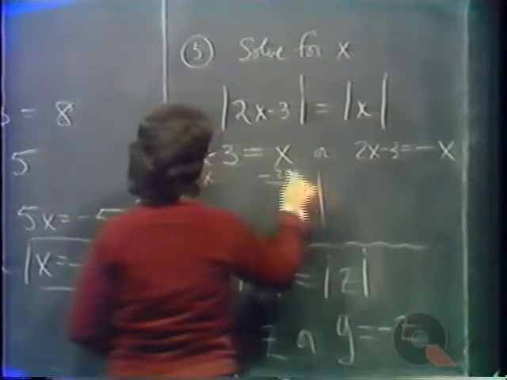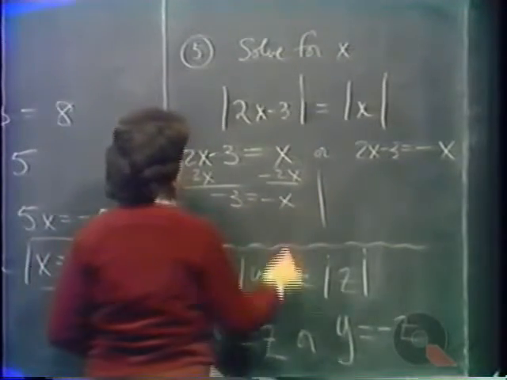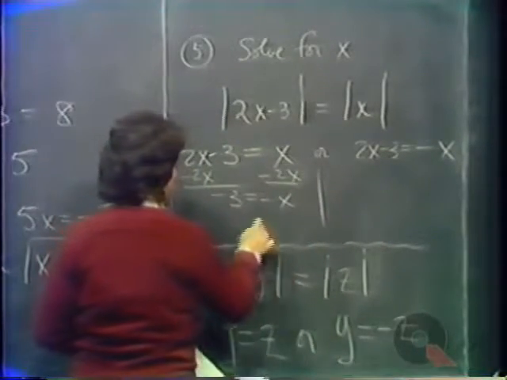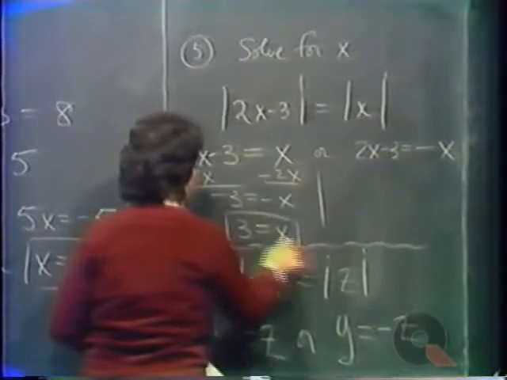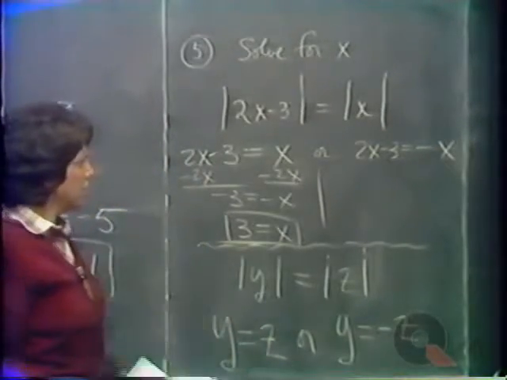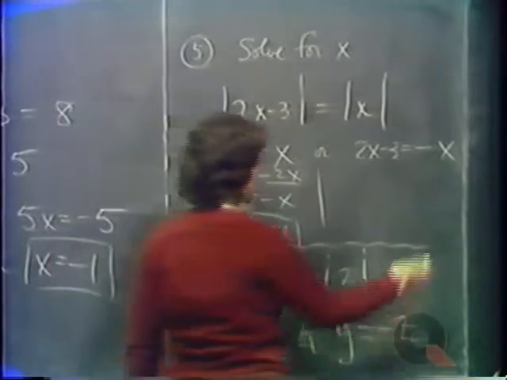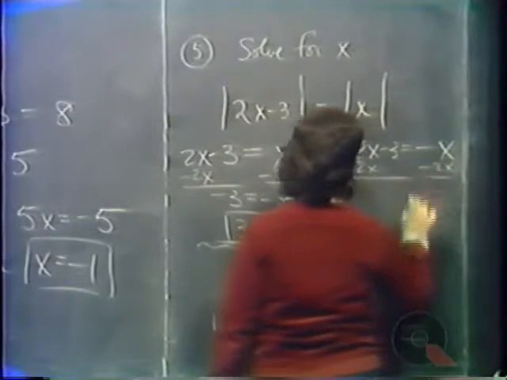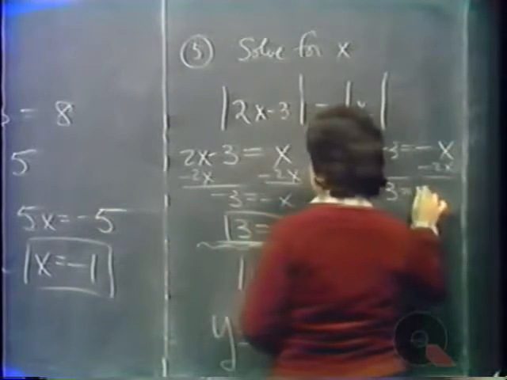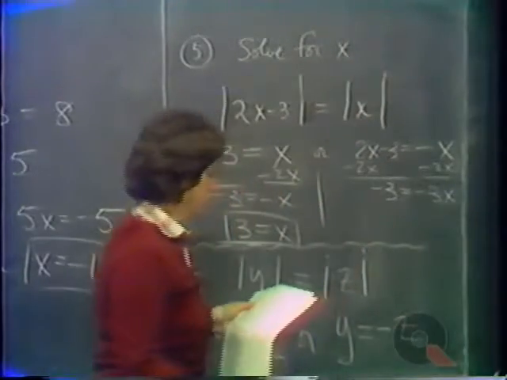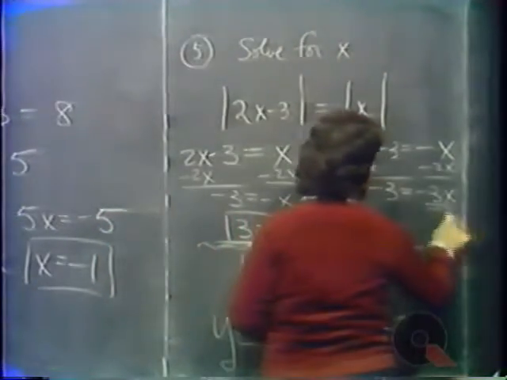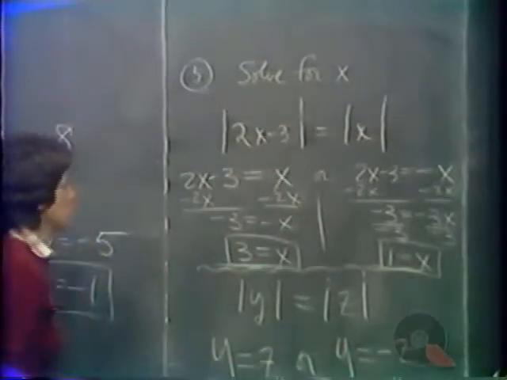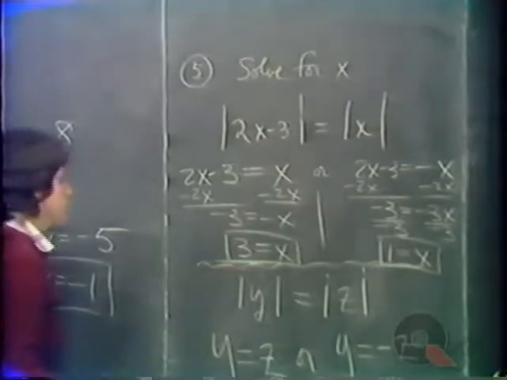Minus 2x, you get minus 3 equals minus x. And you can multiply both sides by minus 1 to get x equals 3. And here you can do the same thing, subtract 2x from both sides. We get minus 3 equals minus 3x, dividing both sides by minus 3, we get x equals 1. X equals 3 or x equals 1.